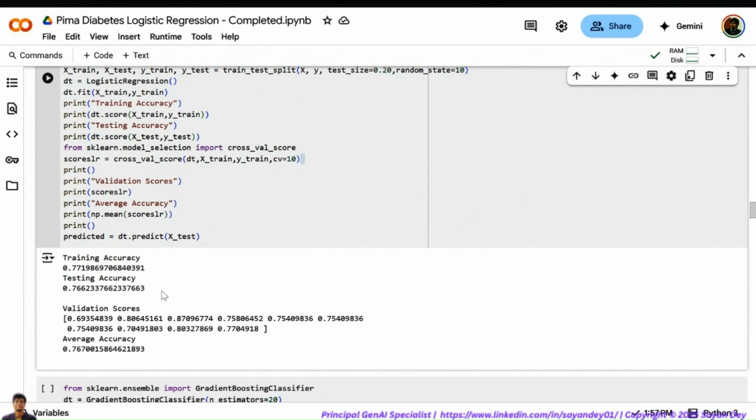Once again, what is the nature of this model right now? The training accuracy is 77% and the testing accuracy is 76%. So this is a kind of underfit model. It's not a very good model, but we are getting an underfit model where the training scores are low and the testing scores are also low. We are trying to make it better, so we'll see how to make it better.